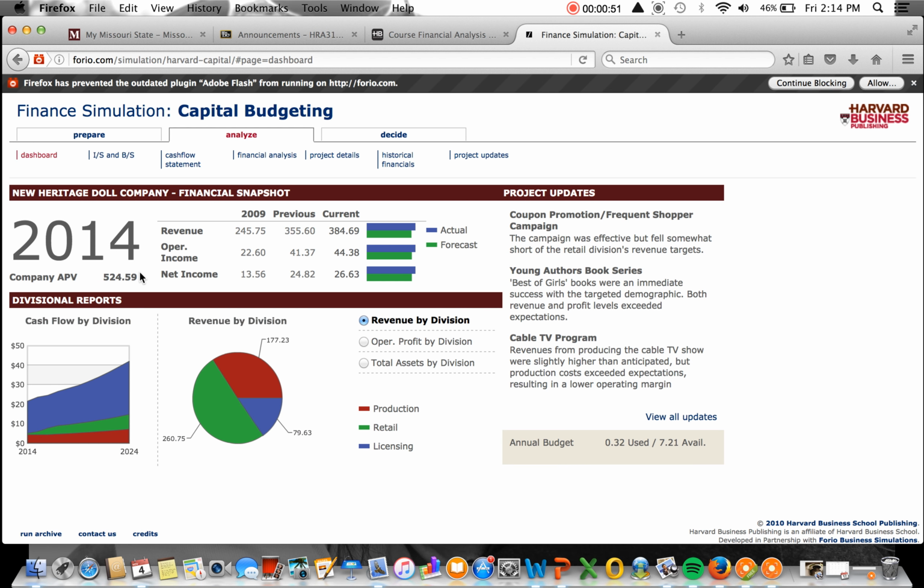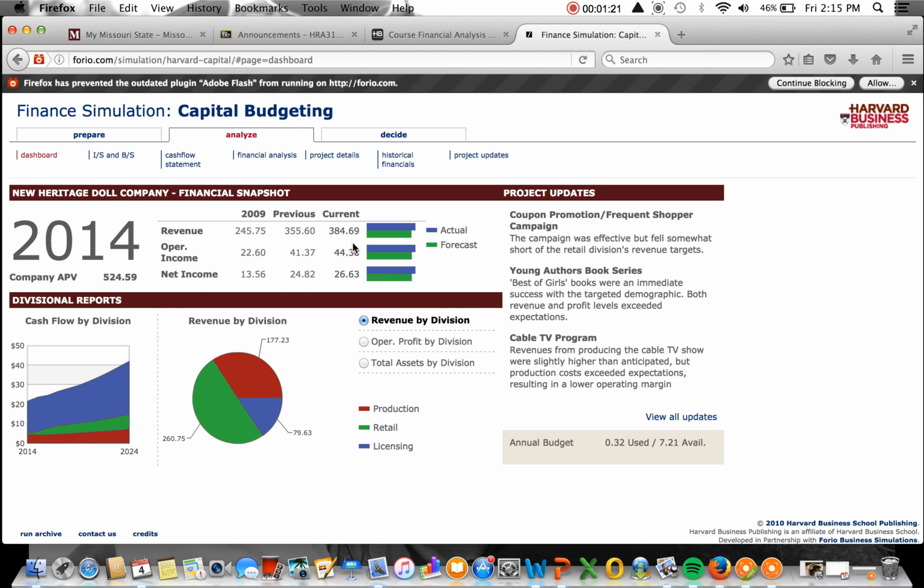So for 2014, I ended up with $524.59 million. The revenue and the operating income, net income, each are shown here. It's just kind of a snapshot of everything. So 2009 is the year that you started, and then the previous year, which is just last year, and then the current year, which is the year I just finished.